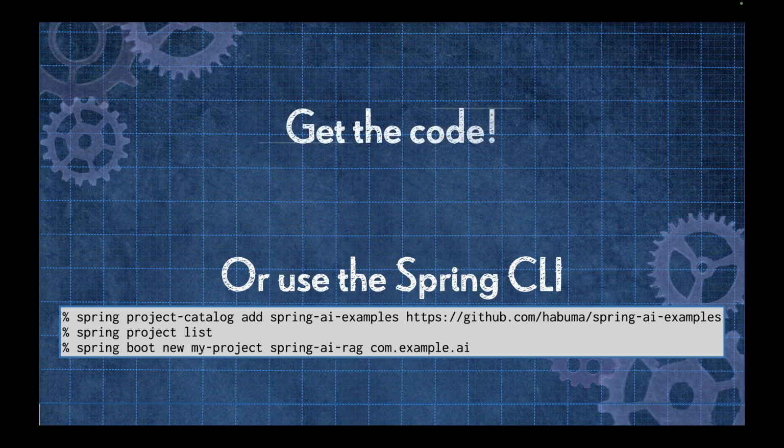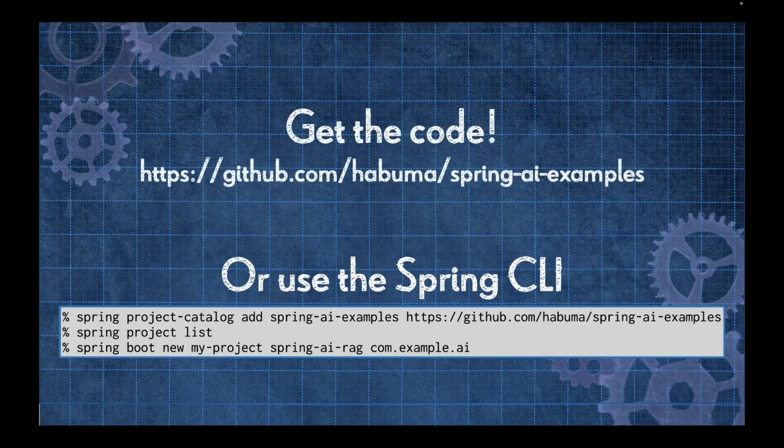If you'd like to get the code for what we did, good news is I have it on GitHub at github.com/habuma/springAI-examples. There are several Spring AI examples in that repository. Among them is the Summarizer example, which is not exactly the same code I showed here, but it's quite similar to the code. Or if you're using the Spring CLI, you can add that Spring AI examples project catalog to your Spring CLI project catalog list by saying spring project catalog add spring-ai-examples and giving it that URL. When you type spring project list, you're going to see, among other things, the Spring Summarizer example listed as one of the projects you can create a project based on.